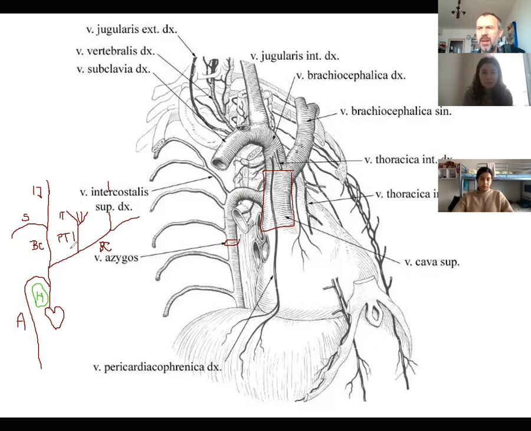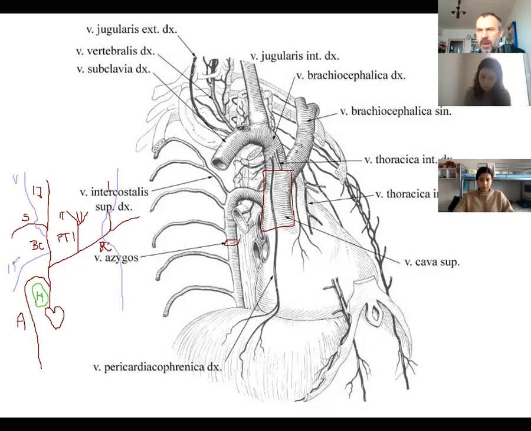Okay, then there can be other veins draining here, and that's the vertebral. Yeah, I use a different color. So this is a vertebral vein. We know that the vertebral artery is branched from the subclavian, but the vertebral vein drains as far as the brachiocephalic on both sides. Yeah, so also here we have the vertebral. Then from below we have the internal thoracic. So here we have the internal thoracic, right and left.